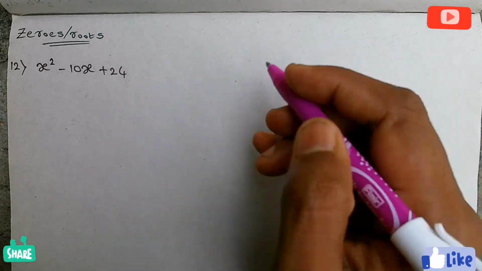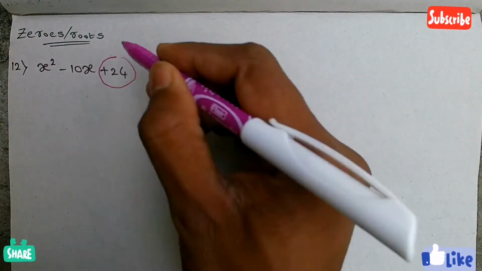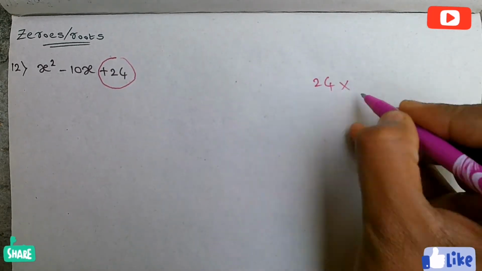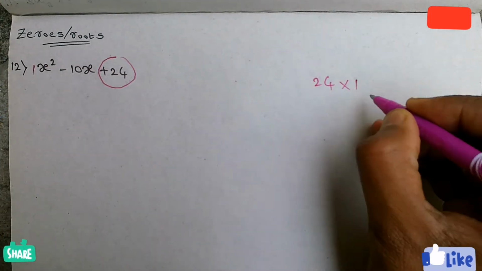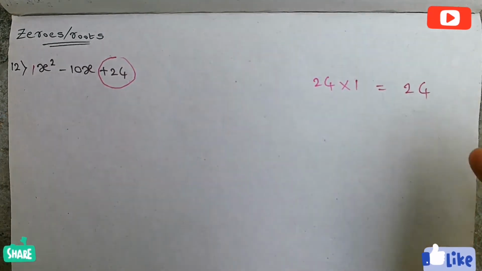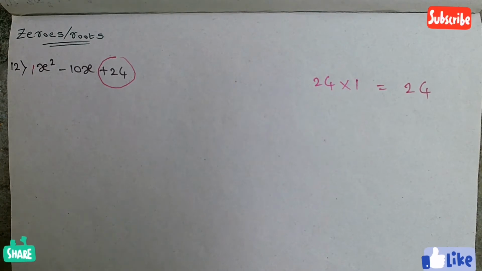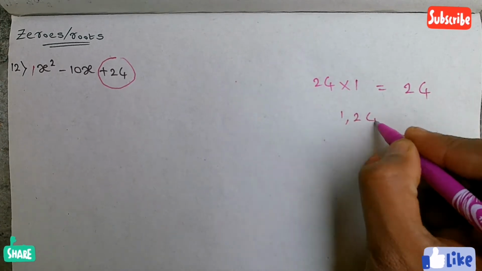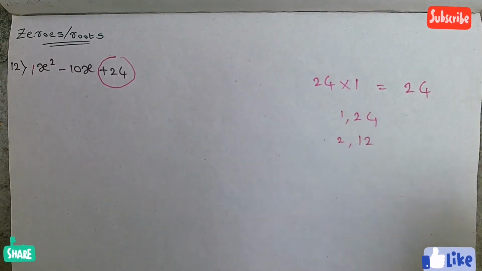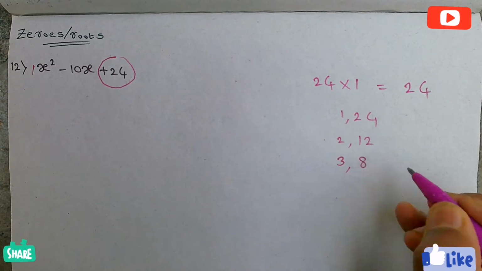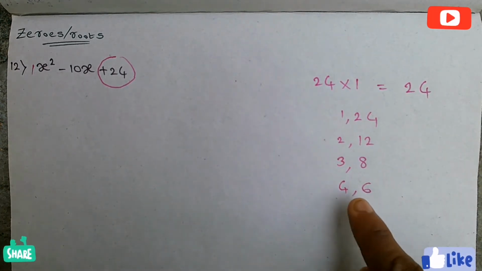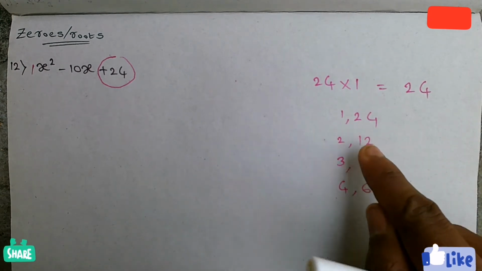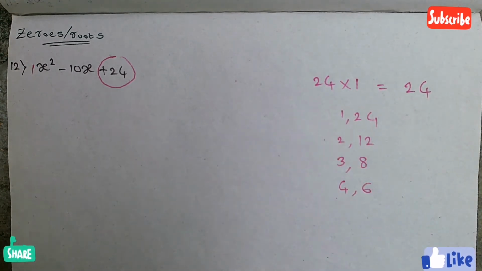First take the constant. In this case the constant is 24, into the x square coefficient. Here before x square nothing is there, means 1. So 24 into 1, 24. Now check in which tables 24 will come, and write all those. 1 24s are 24, 2 12s are 24, 3 8s are 24, 4 6s are 24. Again in reverse, 6 4s are 24, 8 3s are 24, 12 2s are 24, 24 1s are 24.